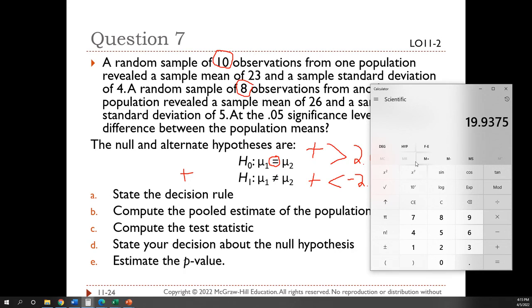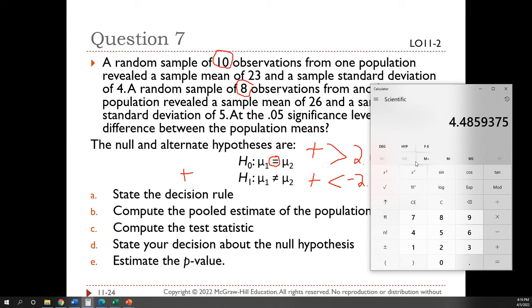So, yay. Now, we have to do the two-sample unknown. So again, a little bit of fun little thing that we got to do. So we're going to multiply this by 1 divided by 10 plus 1 divided by 8, close parentheses, enter. So that's 4.4859375.